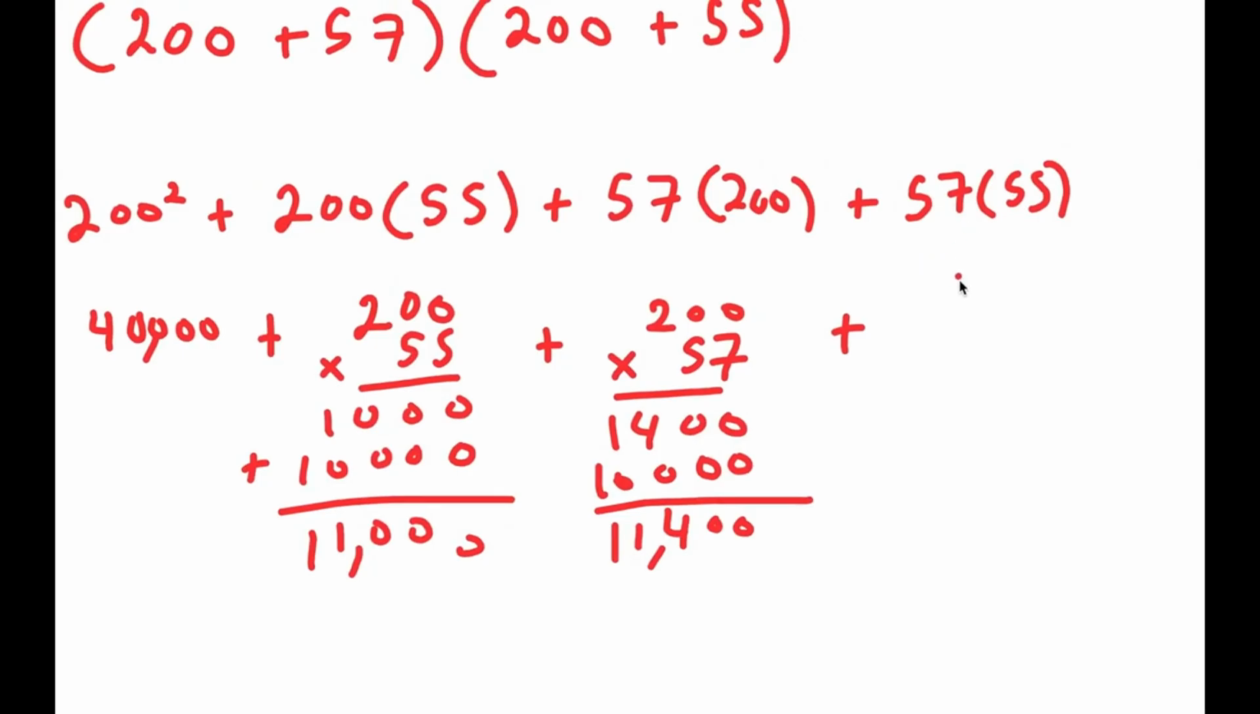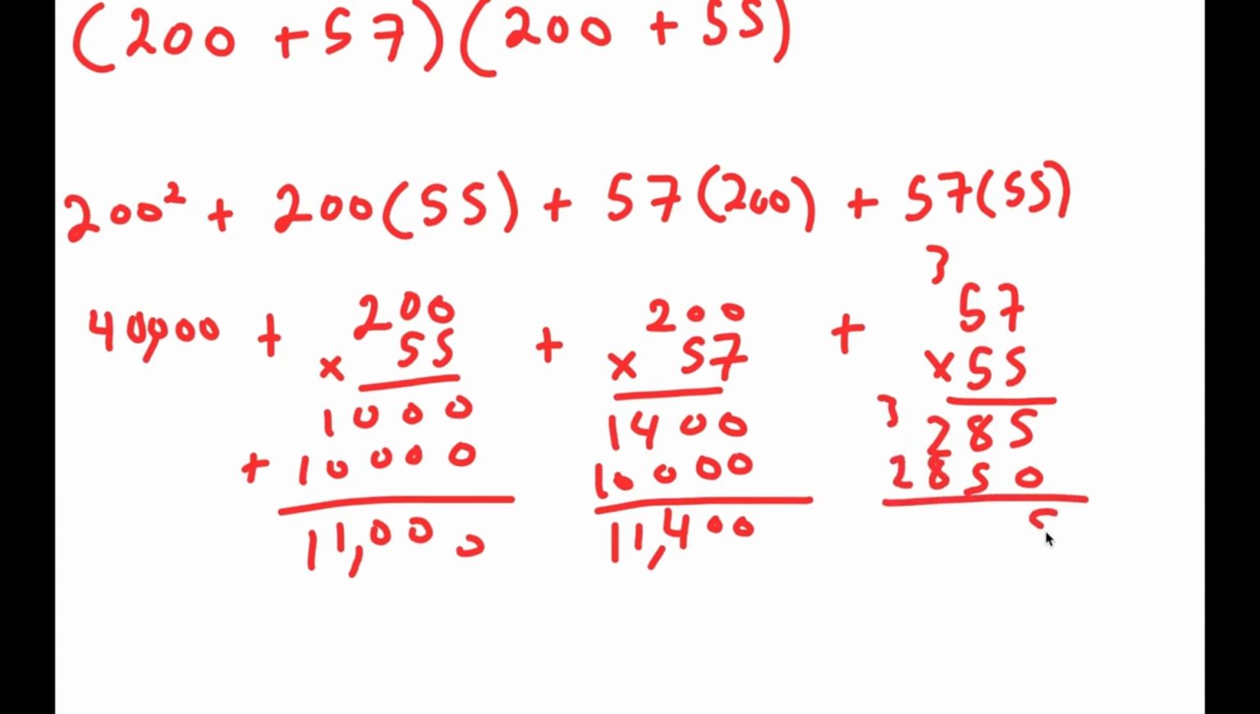And finally 57 times 55. 7 times 5 is 35, 5 times 5 is 25, 25 plus 3 is 28. 5 times 7 is 35 again, and 5 times 5 is 25, 25 plus 3 is 28. So I add this up. So I get 3,135.